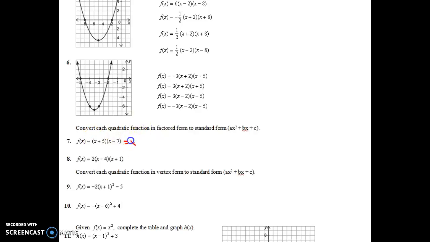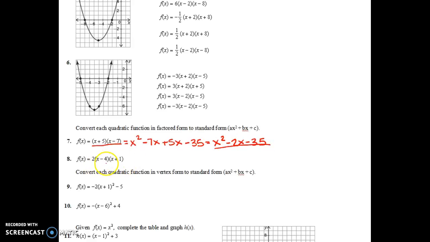So x times x is x squared. X times negative 7 is minus 7x. 5 times x is plus 5x. 5 times negative 7 is minus 35. Combine my like terms, so I have x squared minus 2x minus 35. So equivalent forms. Do the same thing here.